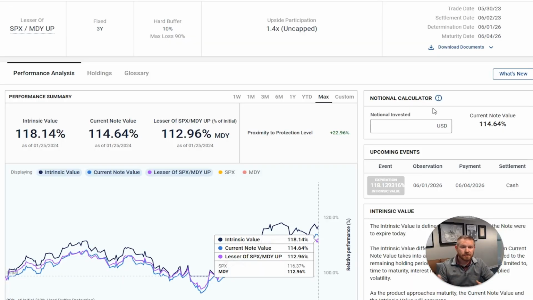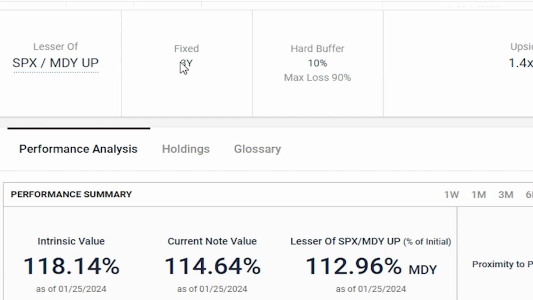The last one I want to cover is a growth note. And with the growth note, we want the stock market or the underlying indices to be positive because we're trying to get some upside or outside participation on those underliers. The example I'm going to show you here is based on the S&P 500 and a mid-cap stock index for the US. And the way this one works in the hypothetical is it's a 3-year investment. So you buy it today.